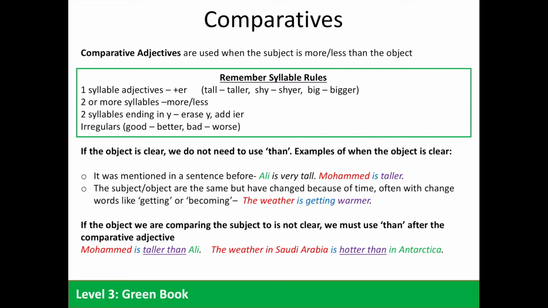Also, when the subject and object are the same but have changed because of time, often with change words like getting or becoming. For example, the weather is getting warmer. Here, we're comparing the weather to the previous time, so we don't need than. If the object we're comparing to the subject is not clear, we must use than after the comparative adjective. For example, Muhammad is taller than Ali. The weather in Saudi Arabia is hotter than in Antarctica.